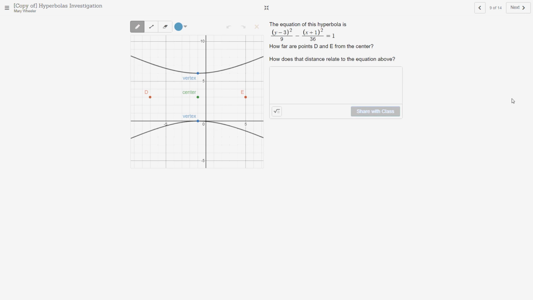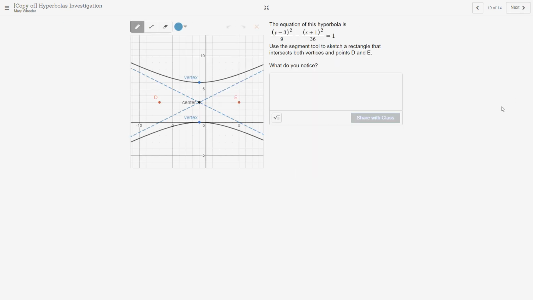And again, I think this is some repeat information that we've kind of gone over. How far are points D and C from the center, or D and E? 6 units. It's the number underneath the x, so that tells me my horizontal, my right and left. So if I were to sketch a triangle then, not triangle, a rectangle. It's the end of the day, I'm making silly mistakes. Hopefully that'll be the last one. What do you notice? Well, the asymptotes pass through the corners of the rectangle.